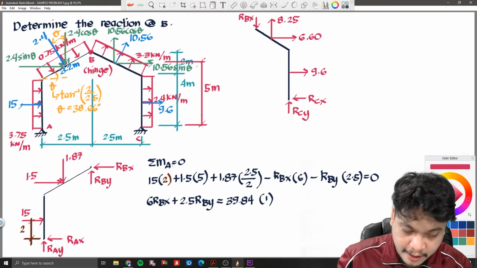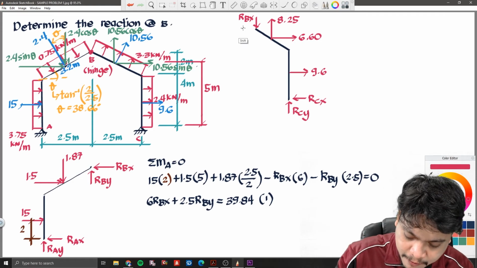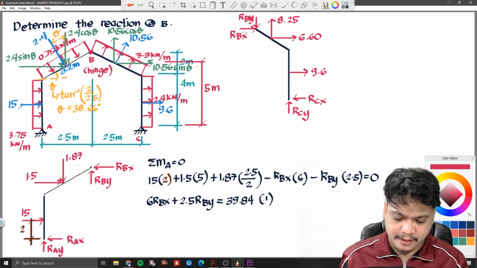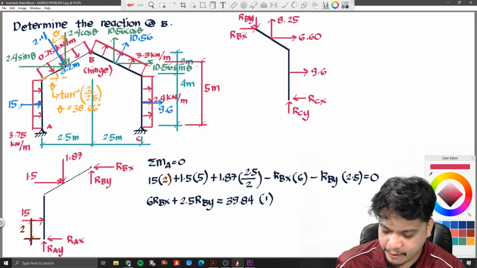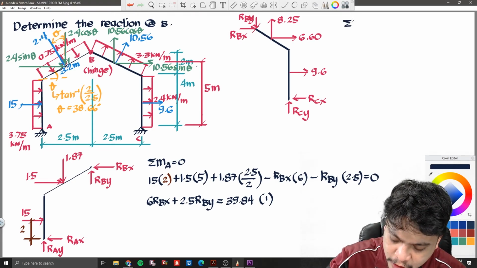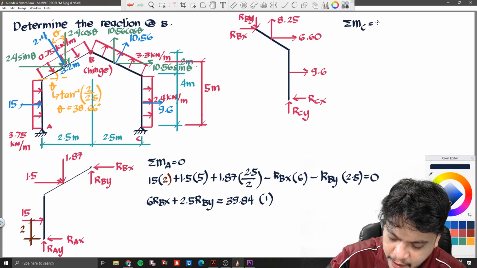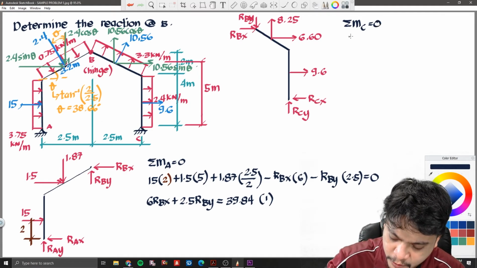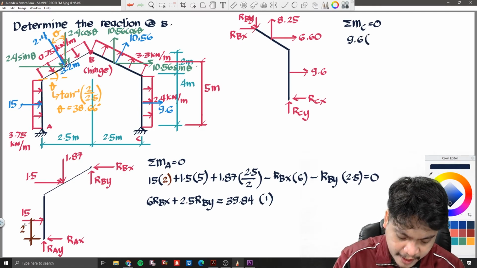Alright? And then, from the left side, pupunta na tayo dito. This would become RBY, and this would become your RBX. Okay? And then, now, pwede na rin tayong mag-summation moment. Summation naman ako ng moment at C equal to 0. Okay? Unahin ko muna yung 9.6. So, you will be having here 9.6. Okay? Ang distance niya, again, parang ito lang.